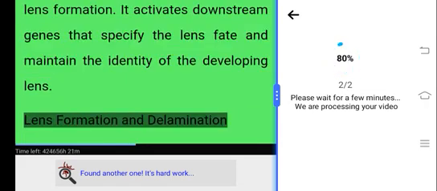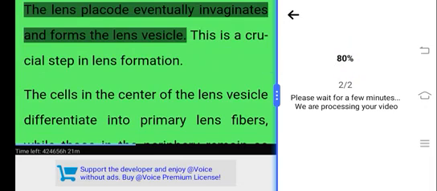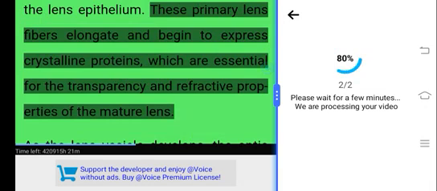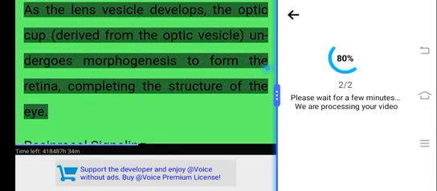Lens formation and delamination. The lens placode eventually invaginates and forms the lens vesicle. This is a crucial step in lens formation. The cells in the center of the lens vesicle differentiate into primary lens fibers, while those in the periphery remain as the lens epithelium. These primary lens fibers elongate and begin to express crystallin proteins, which are essential for the transparency and refractive properties of the mature lens. As the lens vesicle develops, the optic cup derived from the optic vesicle undergoes morphogenesis to form the retina, completing the structure of the eye.